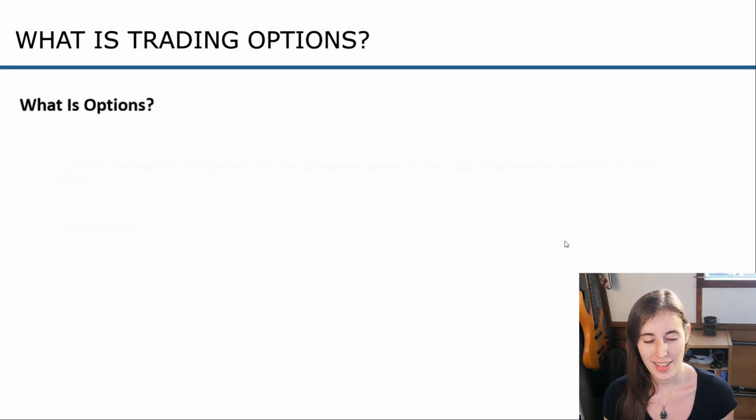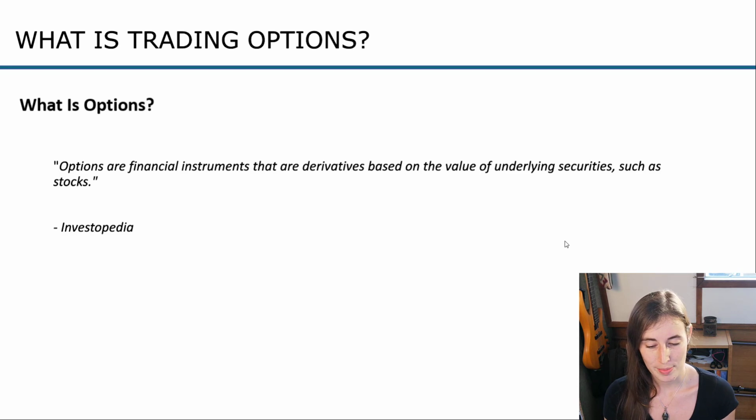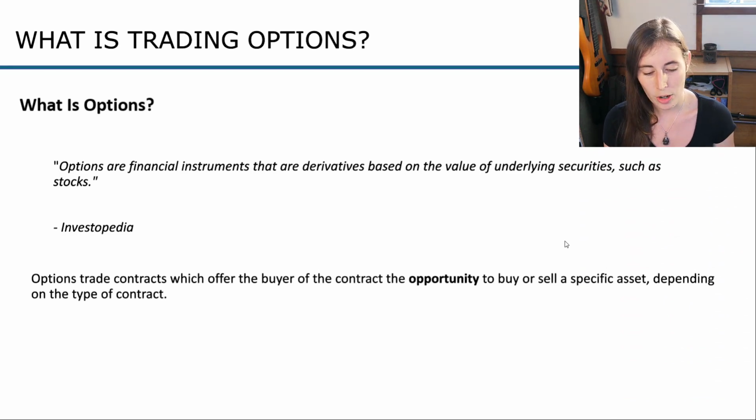What are options? Options are financial investments that are derivatives based on the value of underlying securities such as stocks. This is a definition taken from Investopedia, but basically what it's saying is that options trade contracts which offer the buyer of the contract the opportunity to buy or sell a specific asset depending on the type of contract. So basically, in the stock market, you are buying or selling stocks, which are shares of companies. Whereas with options, instead of actually buying or selling the asset, you're buying or selling a contract that entitles you to buy or sell the asset.